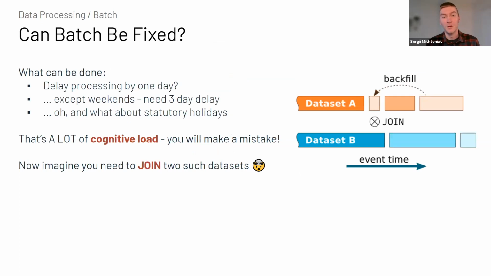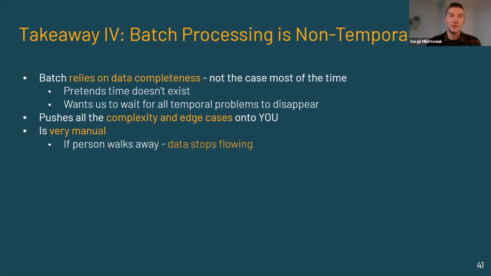So can batch be fixed? Well, we could introduce a 1-day delay to the processing, right? But except on weekends, there we need 3 days of delay. And also, what about statutory holidays? There's probably something going to happen there as well. So this is a lot of cognitive load. I think I will make a mistake for sure. You will probably make a mistake. And this is just for one simple data set. Now imagine that you need to join several of such data sets that are updating on completely different cadence and schedule. I think this is just becoming incomprehensible, and honestly, I don't even want to comprehend it because I believe there needs to be a better way to deal with this kind of problem.